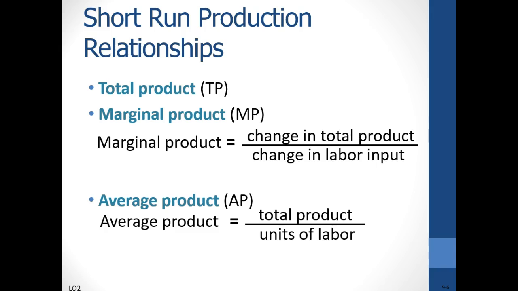Short-run production relationships. The production relationships reflect how labor and output are related in the short run. The total product is the total quantity that is produced. The marginal product is the amount that total product changes when labor changes by 1 unit. It reflects the change in output when 1 or more units of labor are hired. The average product is the amount that is produced per unit of labor.